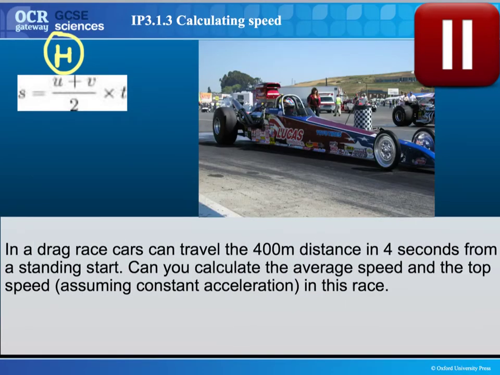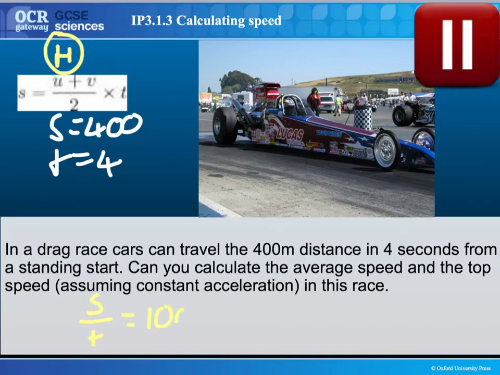This is about as hard as these questions get. Best thing to do in this example is to figure out what you've been given and what you need to work out. First thing, you've been given distance. You've got S as 400, and you'll be given time. You've got T as 4 seconds. Then what you need to do is rearrange this equation. Distance divided by time, 400 over 4, gives you an average speed of 100 meters per second. So that's the first part of the question done.